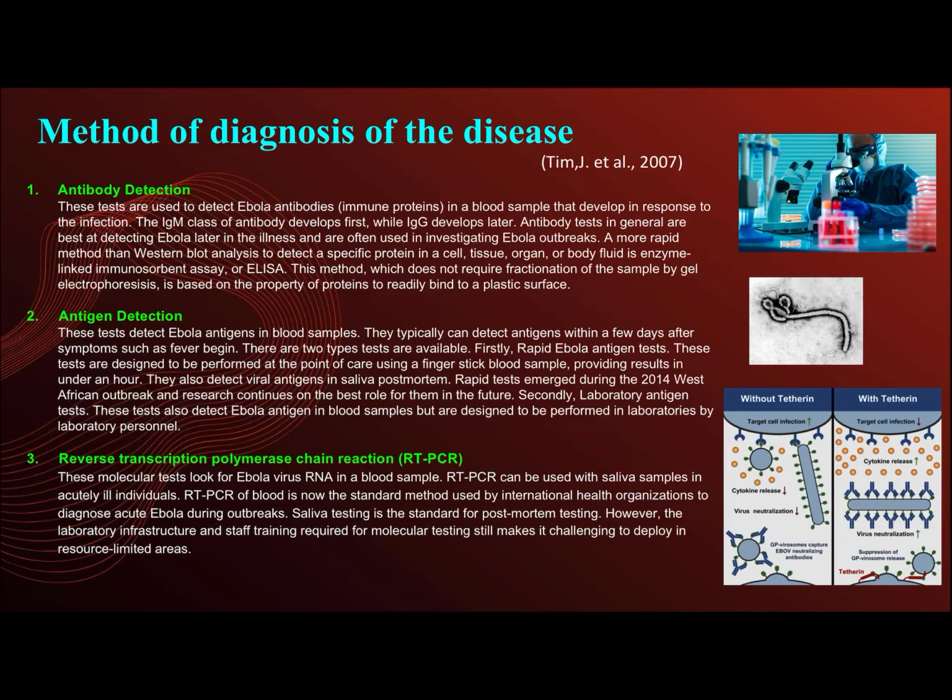Next, we can also use RT-PCR, reverse transcription polymerase chain reaction. This molecular test looks for Ebola virus RNA in a blood sample. RT-PCR of blood is now the standard method used by the International Health Organization to diagnose acute Ebola during outbreaks.